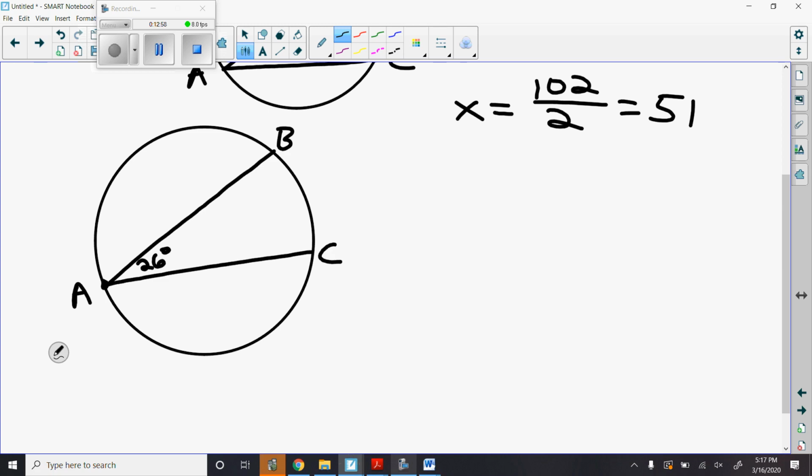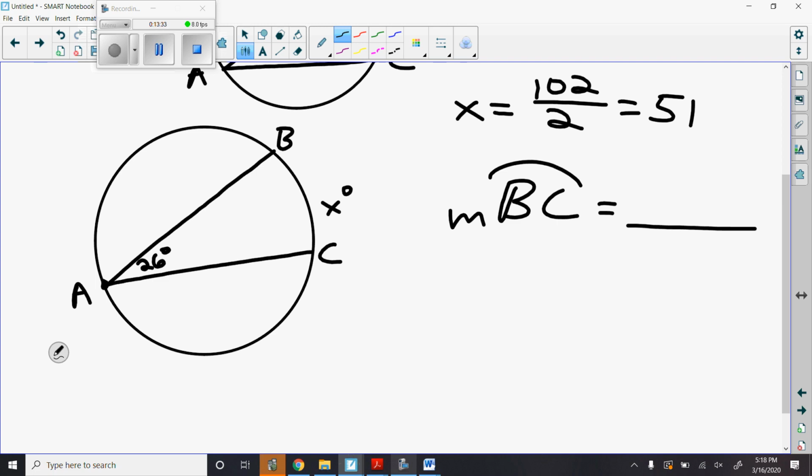Here's what I know. The angle is 26 degrees. My question is, what is the measure of arc BC? Okay. How is this problem different than the one I gave before? Well, before I gave you the bend and asked you to find the angle. Now I'm giving you the angle and asking you to find the bend. So I'm trying to figure out this bend, so I'm going to put an X here.